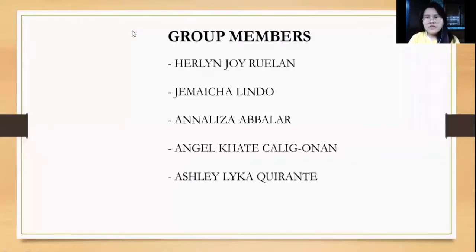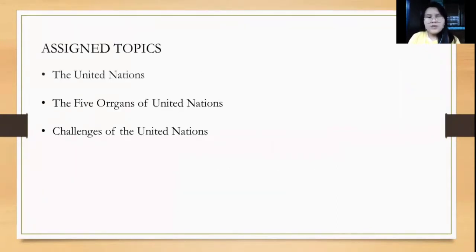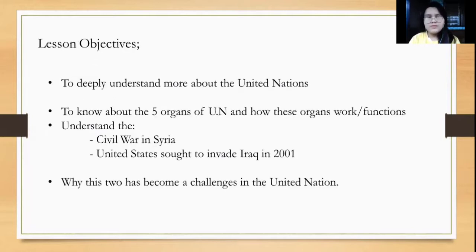So the members of Group C are the following: Herlin Joy Ruelan, Jamaica Lindo, Annalisa Abalar, Angel Kate Caligunan, and yours truly, Ashley Laika Kirante. The assigned topics are the following: the United Nations, the five organs of the United Nations, and the challenges of the United Nations.